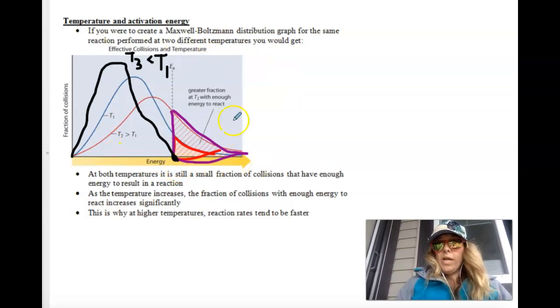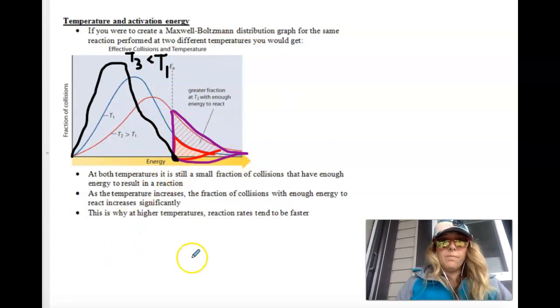So this is one way in which we can speed up the rate of a reaction. We can give our molecules more energy, makes it easier for them to overcome that activation energy barrier, and we're going to see that the rate of that reaction is going to speed up.